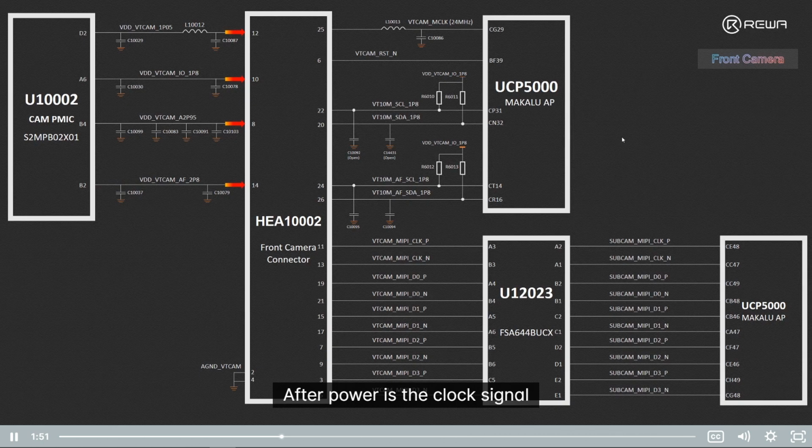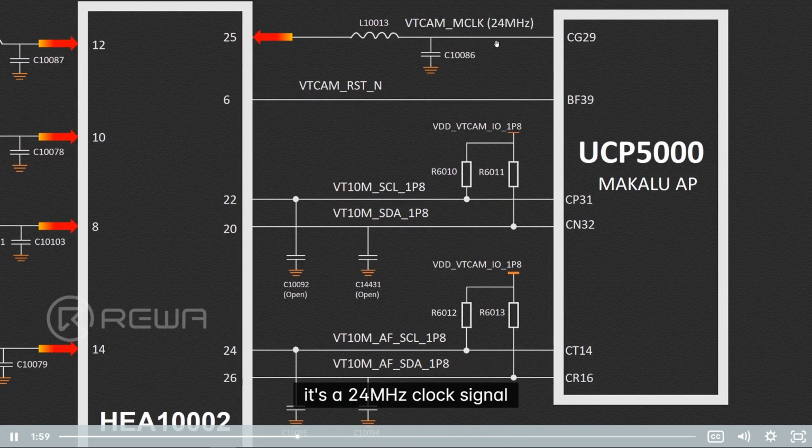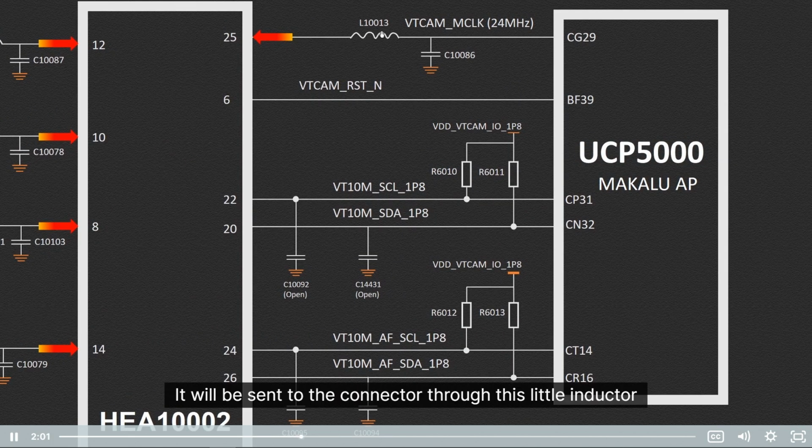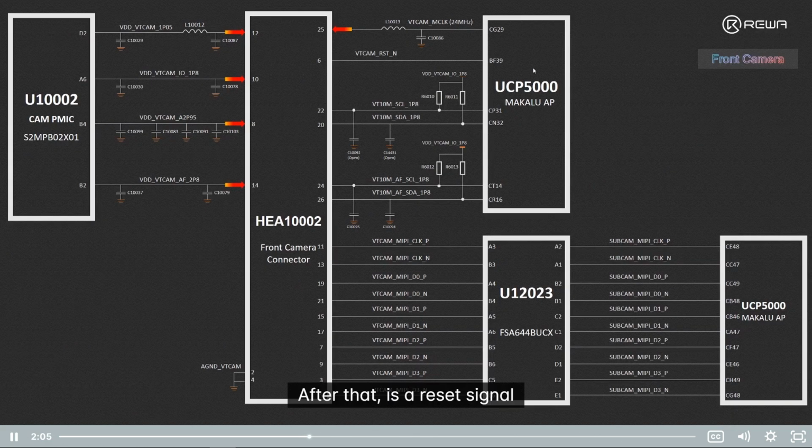Okay, after power is the clock signal. The clock signal is outputted from the CPU to the front camera. As you can see, it's a 24 MHz clock signal. It will be sent to the connector through this little inductor. Okay, after that is the reset signal. It's also outputted from the CPU to the front camera connector directly.